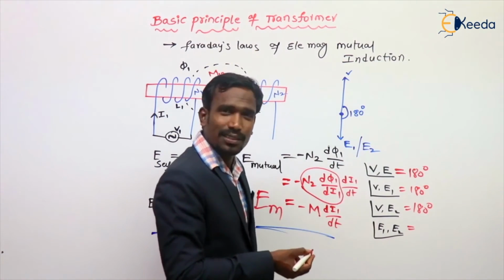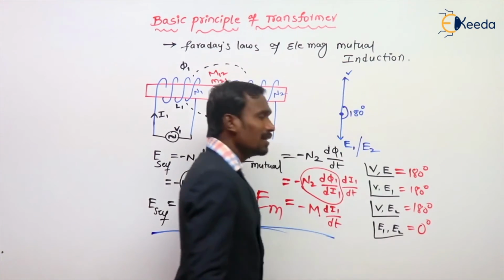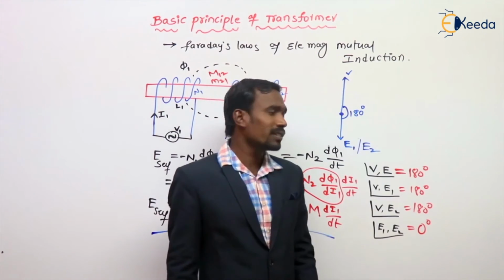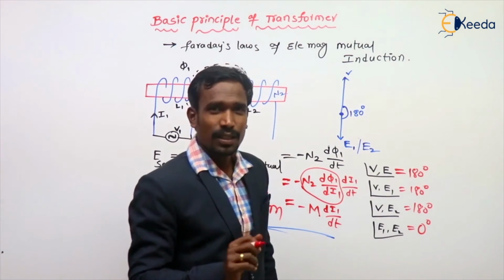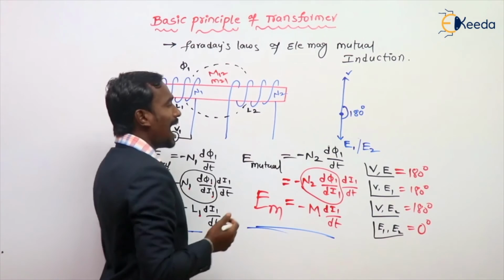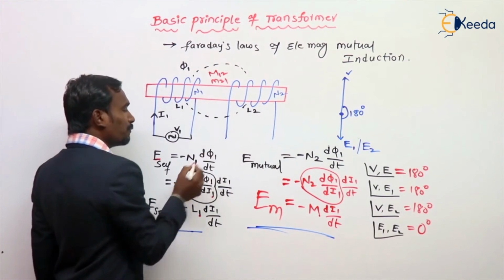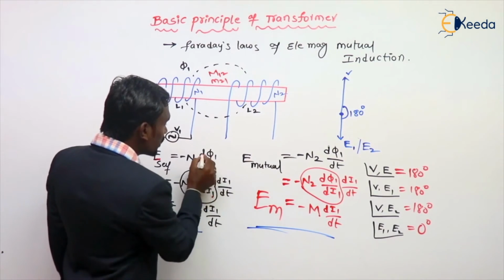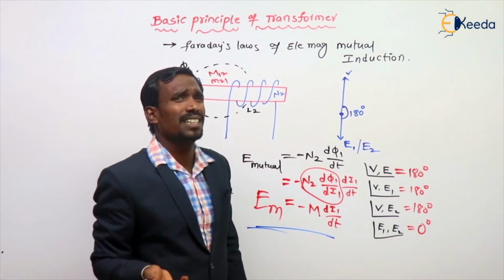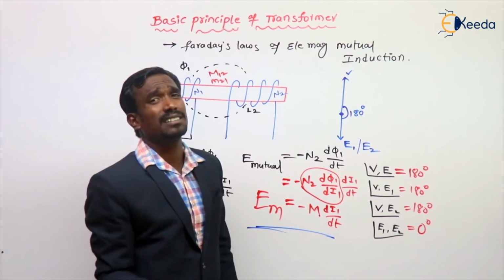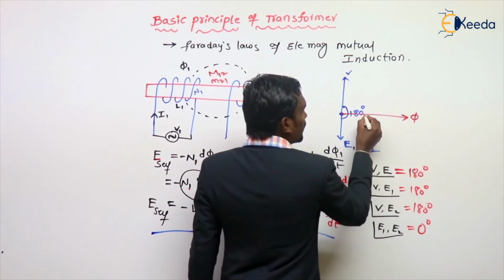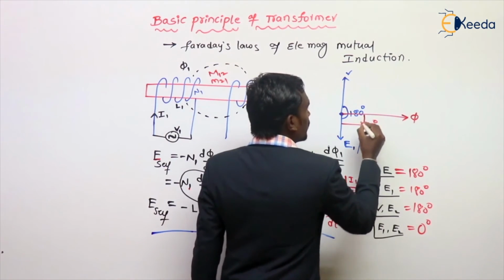Both are in phase. Remember this, the angle between primary induced voltage and secondary induced voltage is 0 degrees. But the angle between EMF and the flux, differentiation is nothing but 90 degrees, integration is nothing but 90 degrees. So the angle between EMF and the flux is 90 degrees only.